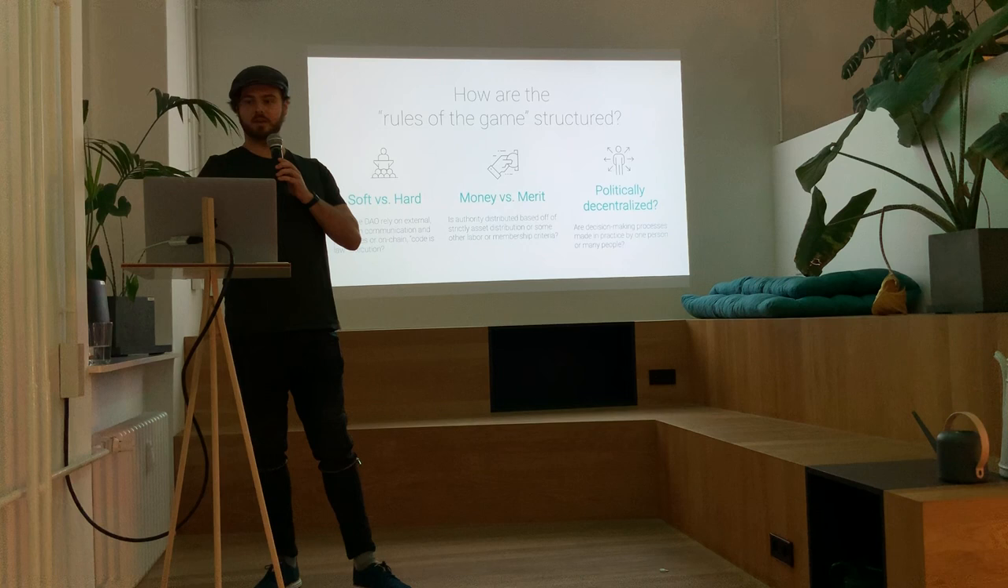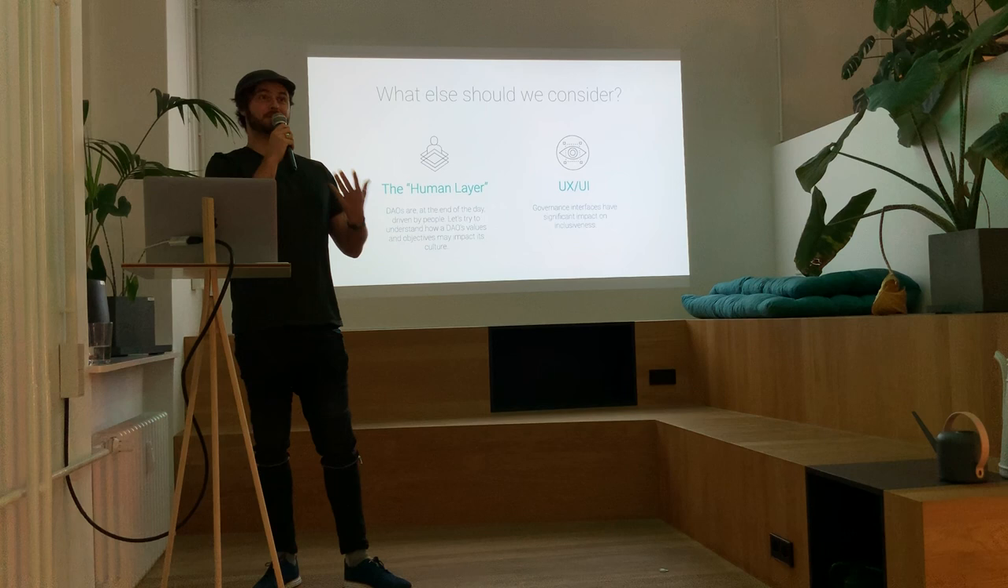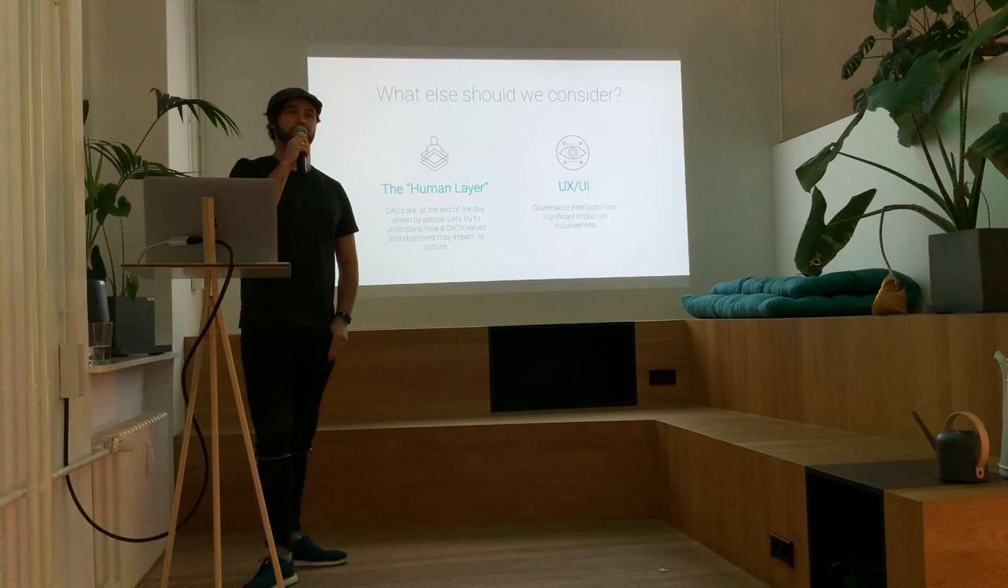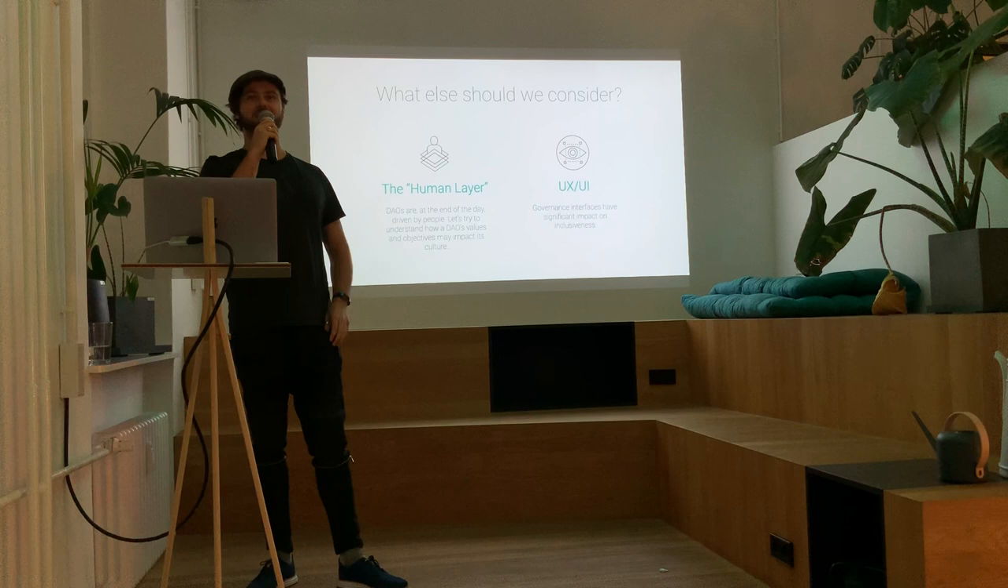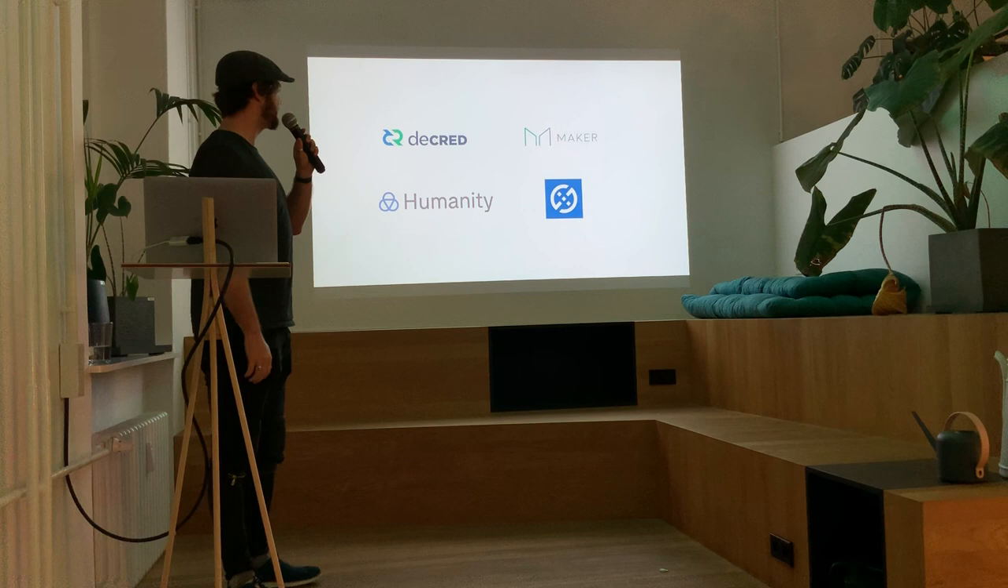Final things to consider: DAOs are at the end of the day driven by humans, and we're going to understand values, objectives, and culture. I'll bring that up with a couple examples. And UX, UI: I have screenshots from each of the governance DAO examples that I'll be discussing, and we can take a look at those. And these are our four lucky winners of today's use case discussion. I've tried to pick across the spectrum.